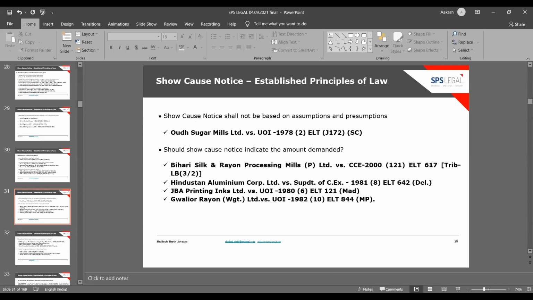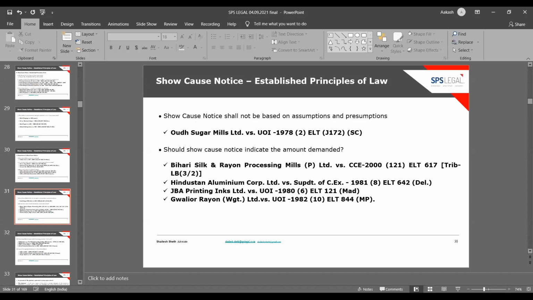One of the most important cases on this, which has been holding the field for almost more than 40 years, is of Oath Sugar Mill, where the demand of clandestine removal was raised by the department purely on the basis of assumption and presumption, on the basis of some supposed production the company would have undertaken. And once the evasion and clandestine removal cases come to the fore under the GST regime also, all these judgments would also become quite important.